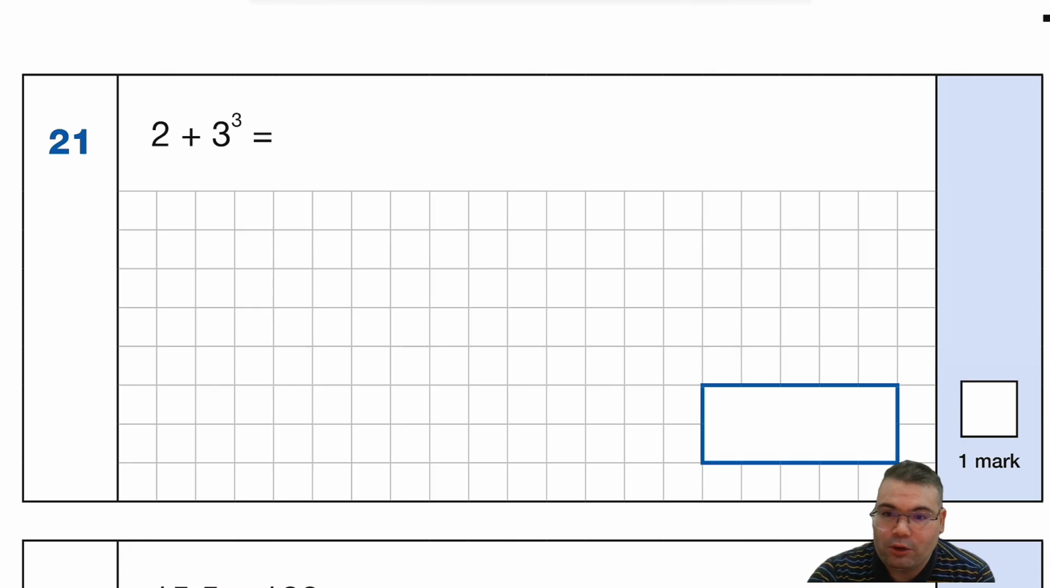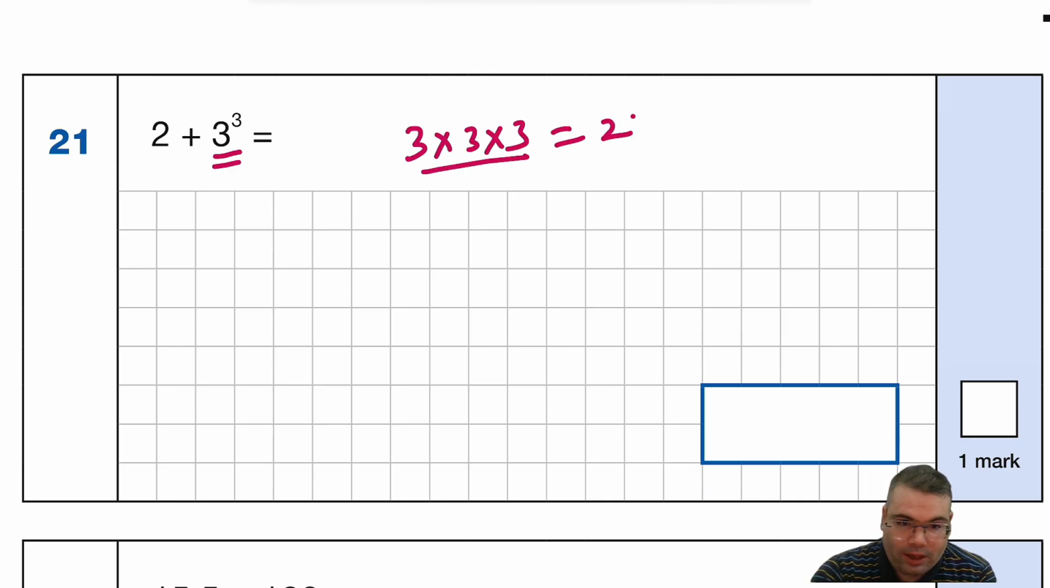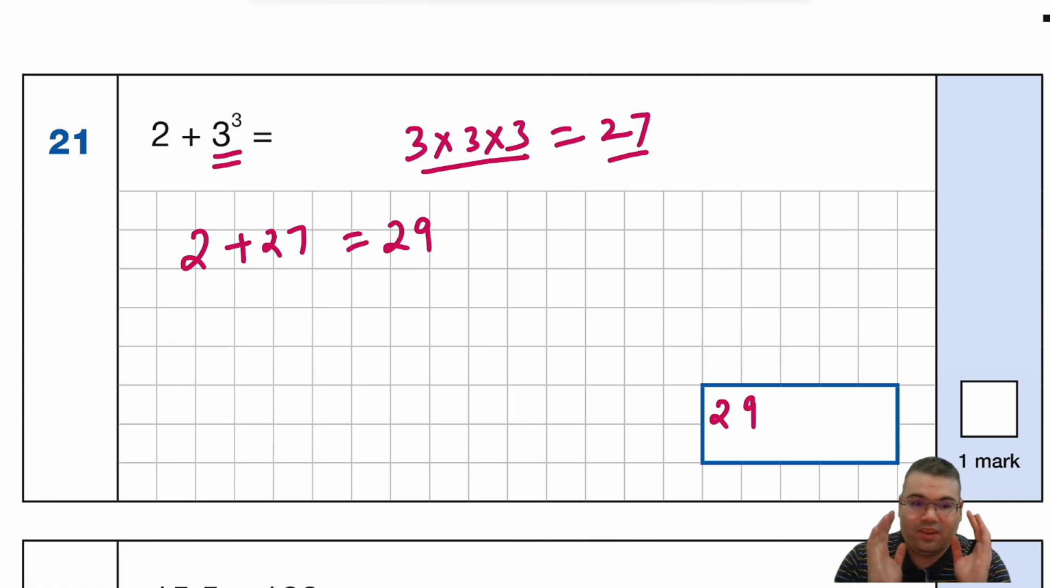Here first of all we need to solve this first. So 3 raised to power 3 is the same as 3 times 3 times 3, which is 27, right? Now 2 plus 27 is equal to 29. Okay, so your answer is 29. Here some students might make the mistake of adding 2 and 3 first. That would be wrong, because we know that we need to follow BODMAS. In BODMAS we solve the powers first. So 3 times 3 times 3 is 27. Now 27 plus 2, that is 29, right?